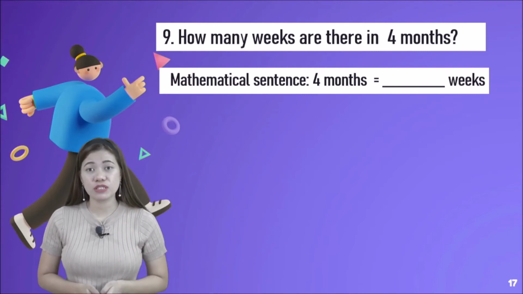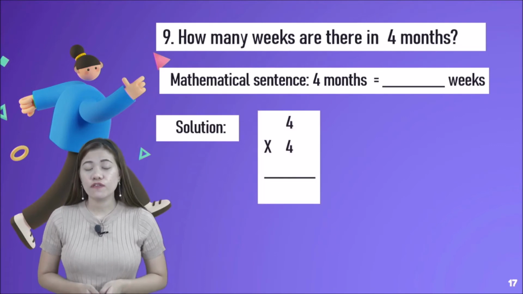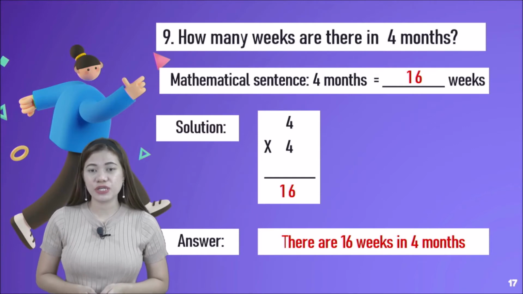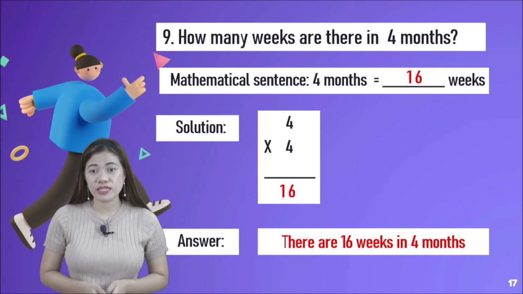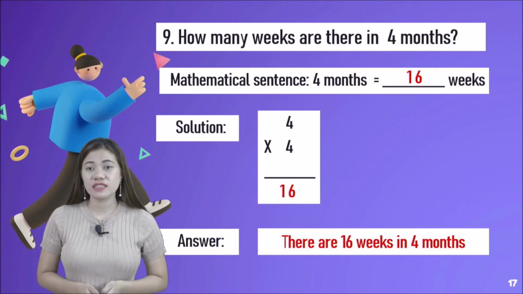So we will just multiply both numbers. So here's our solution. 4 times 4 is equal to 16. So 4 months is equal to 16 weeks. Our final answer, there are 16 weeks in 4 months. Okay, kids? There are 16 weeks in 4 months.